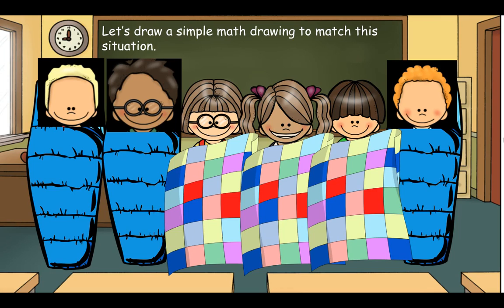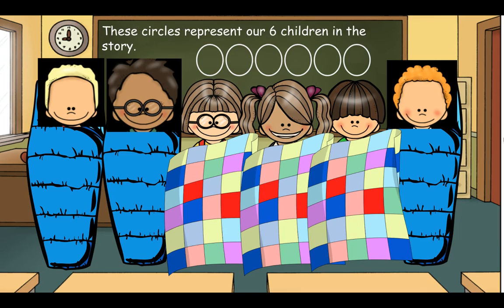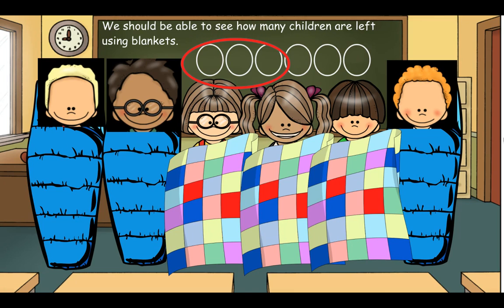Let's draw a simple math drawing to match this situation. We're drawing 6 circles to represent these 6 children. We know that 3 of them are using sleeping bags. So I'm going to circle the first 3 of these circles. That's the part that we knew. We should be able to see how many children are left using blankets.